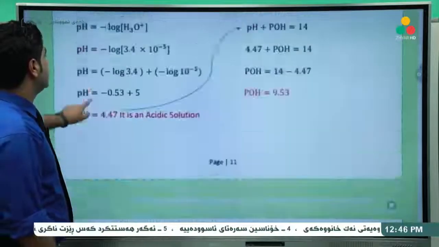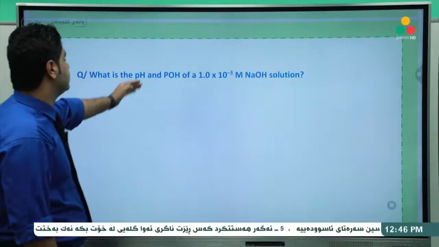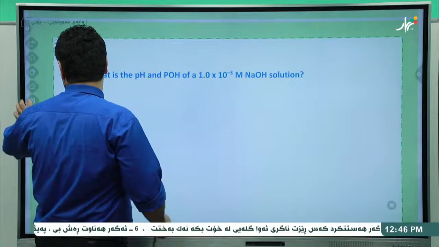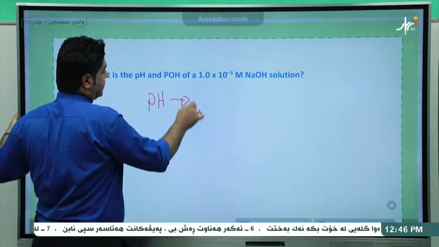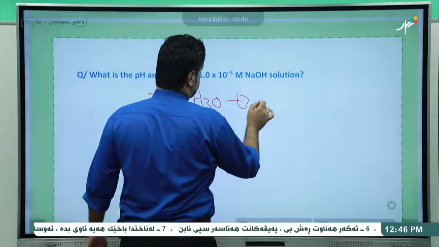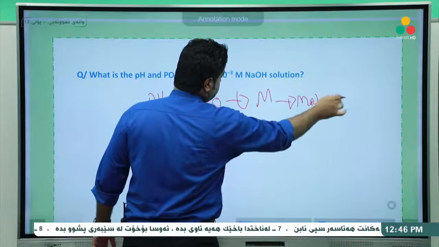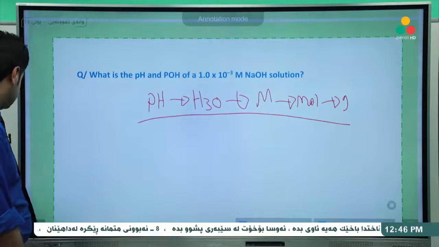So now we have an idea about that. We can have a pH value and convert it into grams. How? Look. From pH we can get H3O. From H3O we can get molarity. From molarity we can get moles. From moles we can get grams. So that's the sequence of solving these questions.